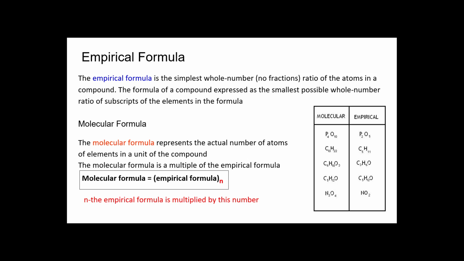So empirical formula, the easiest way to understand empirical formula, I was telling some other students, is that it is pretty much the skeleton, the foundation before you build up. So if you had to think of it like a human body, the empirical would be the skeleton and the molecular would be everything else.